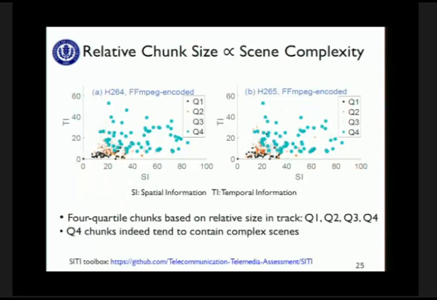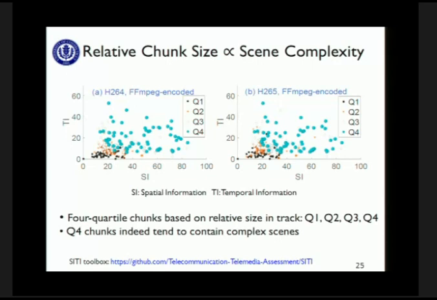So one of the first things that we did was we evaluated the raw video quality. Raw video quality can be evaluated using the so-called spatial information and temporal information of a video segment. And we divided the video into chunks depending upon the quartile they're in: quartile 1, quartile 2, quartile 3, quartile 4 chunks. And one of the things that we find consistently is that the quartile 4 chunks have high spatial and temporal information. So what it basically means is that the scene complexity is proportional to the chunk size.